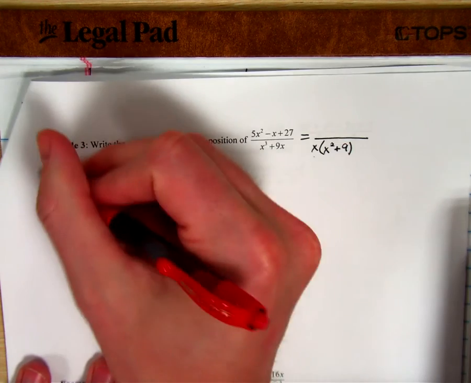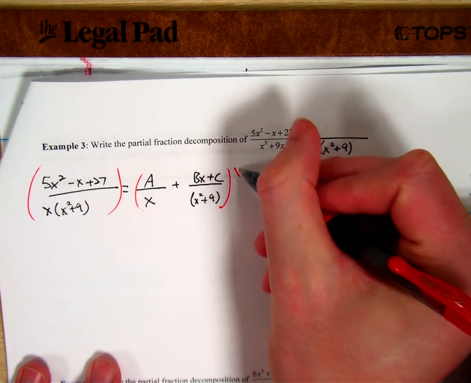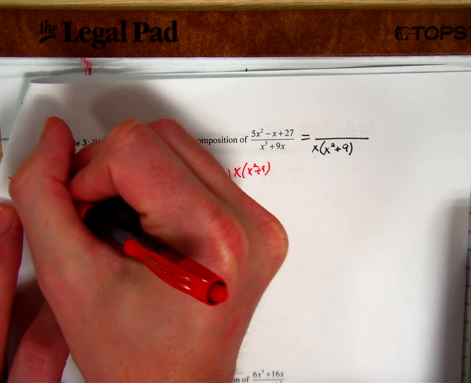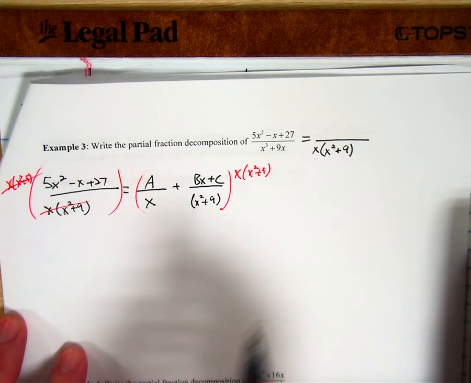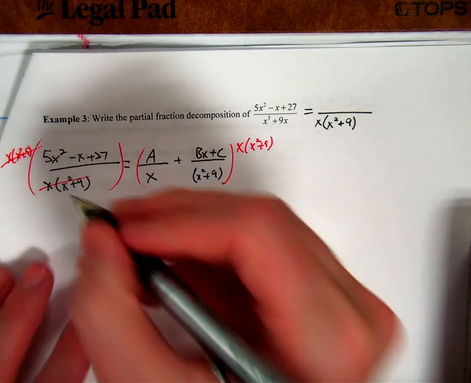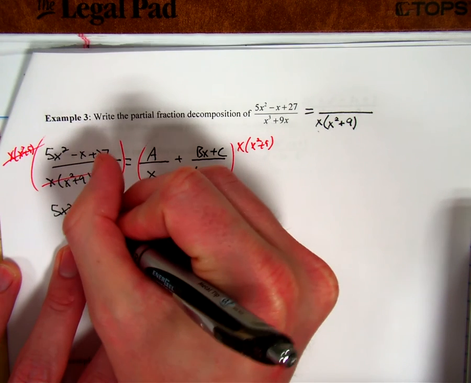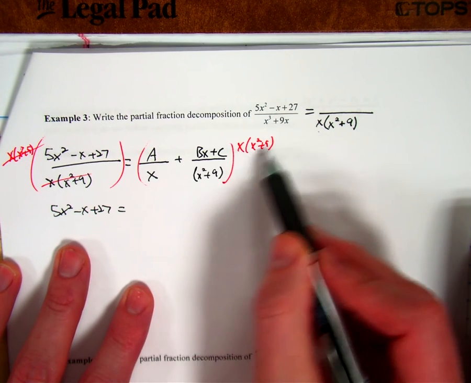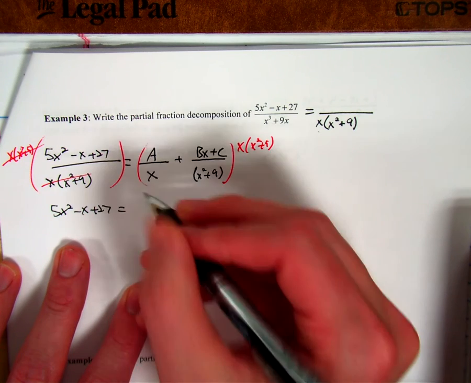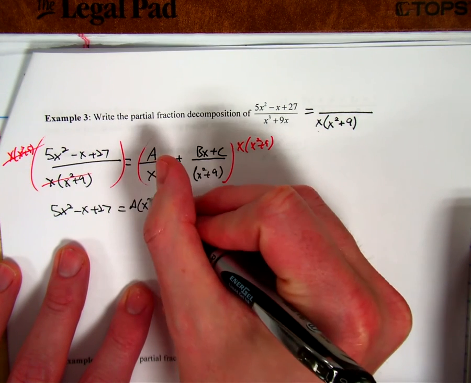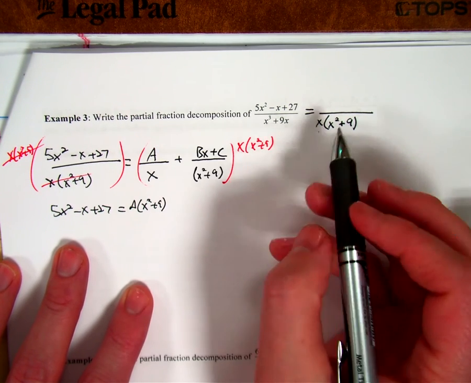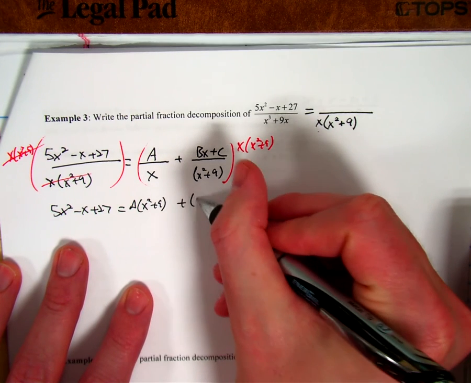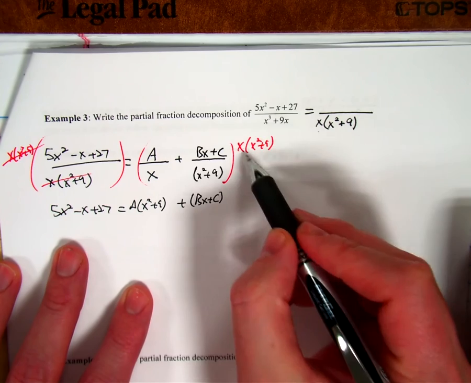Okay, we're multiplying both sides by the denominator to clear out the denominators. Clear out, clear out. Okay, over here, the x's are going to cancel. When I take this whole group into this, the x's are going to cancel, of a times x squared plus 9. And then when I do this one, the x squared plus 9 parts cancel. We're going to have the quantity bx plus c times just that x.